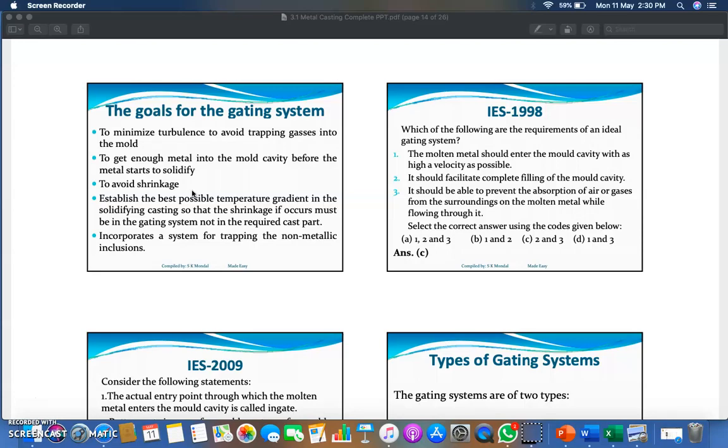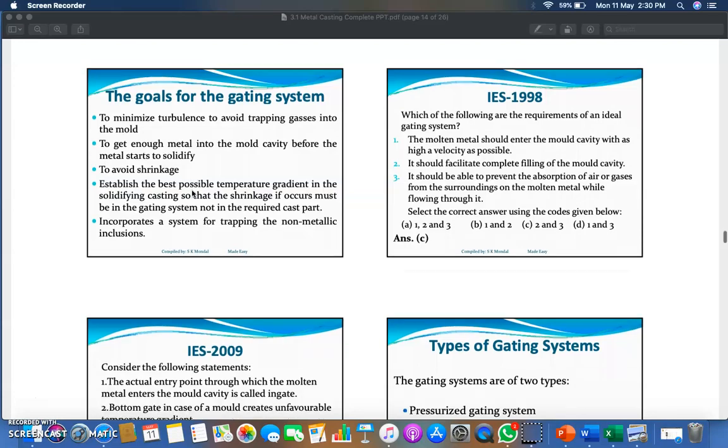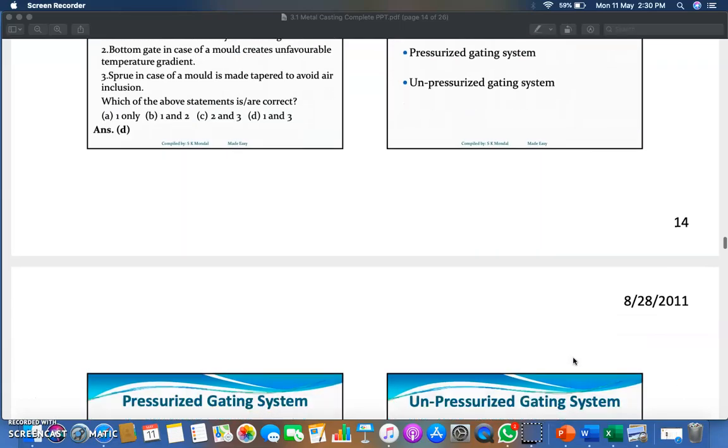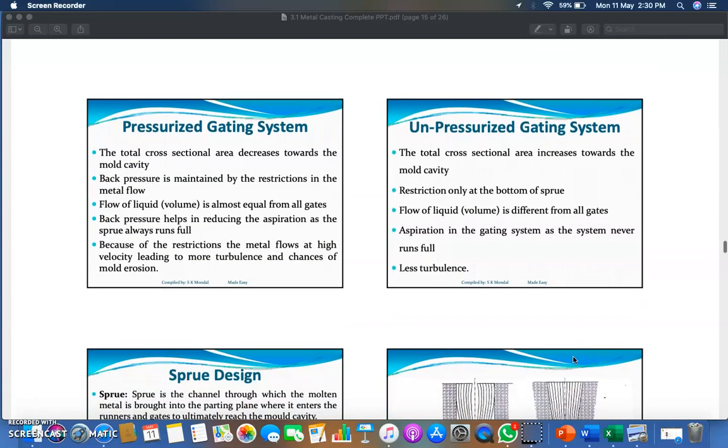So I'm stopping here. Next, what are the types of gating system? Pressurized and unpressurized gating systems. Let's cover these two topics, and after that we'll stop and wind up the session. Basically there are two kinds of gating system, pressurized and unpressurized. Let's see what they are and what the differences between the two are.